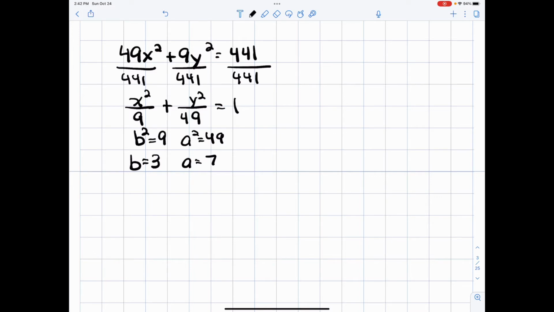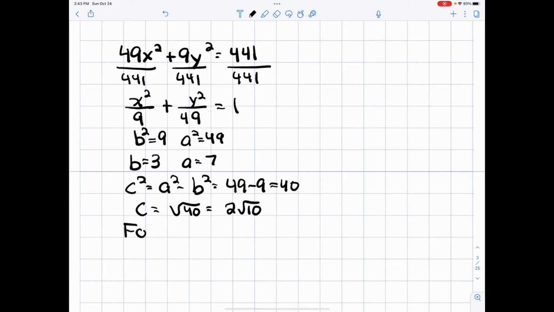All right, so we've identified our b, identified our a. c squared is a squared minus b squared. So that would be 49 minus 9. Notice that it's always the larger minus the smaller. That equals 40. So c, we're dealing with the square root of 40, which is the same thing as 2 square roots of 10.